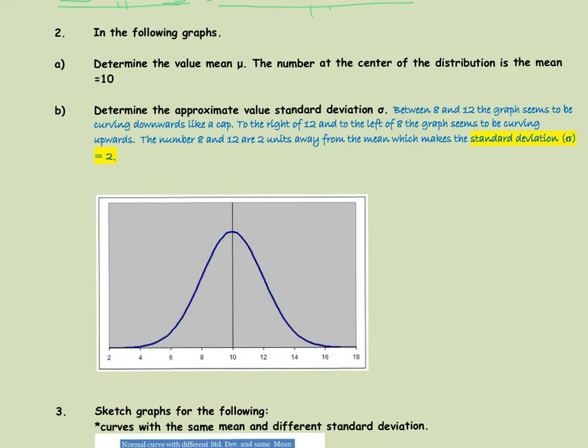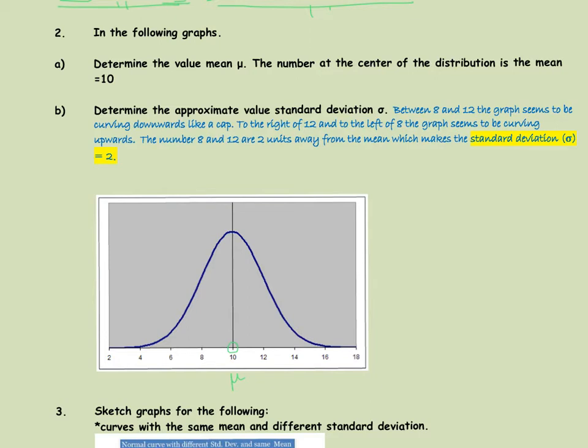Now in the given graph, can we identify the mean and the standard deviation? That's the question. So the mean, if it's a bell-shaped distribution, is always the center of the distribution. In this case, the mean is equal to 10. So that's pretty easy to identify. We could say it's roughly 10.